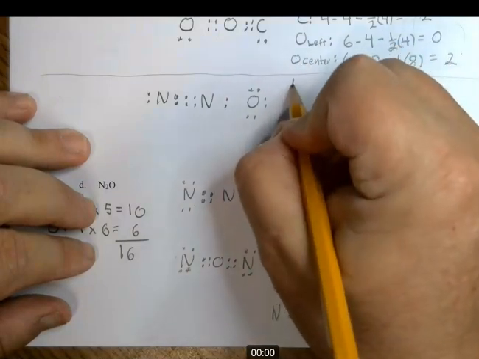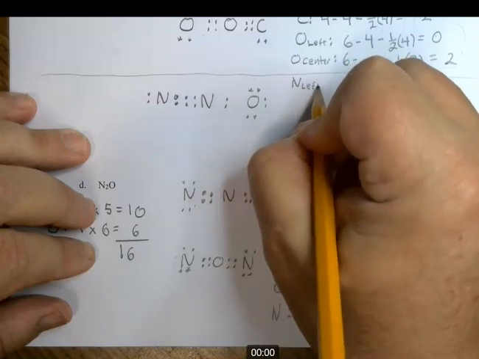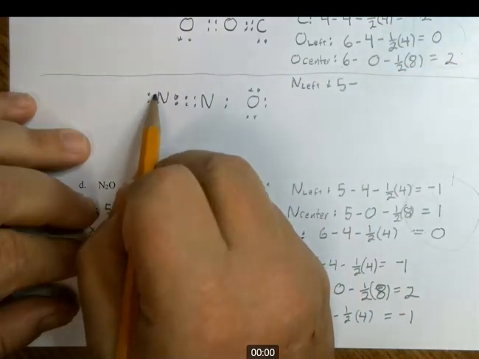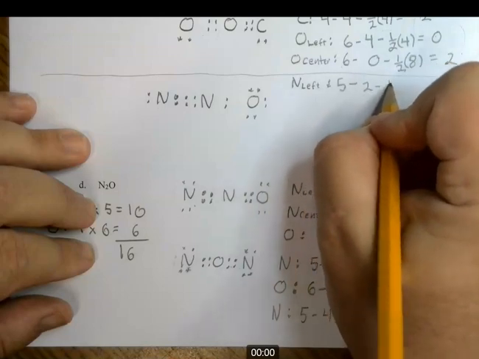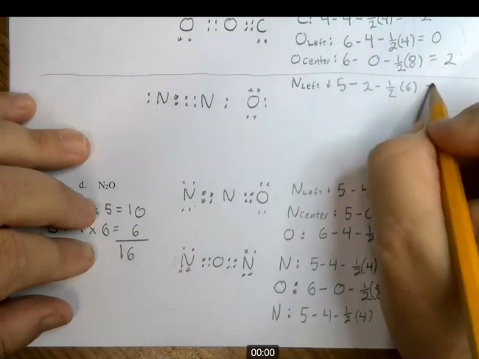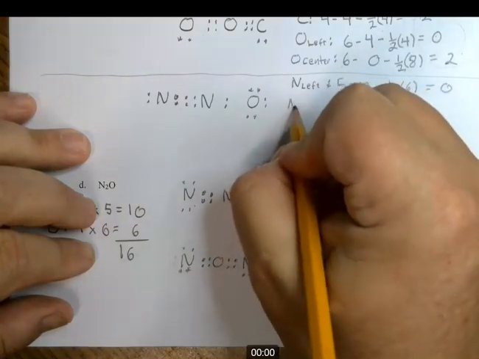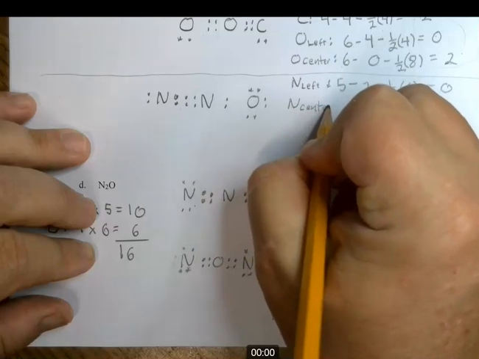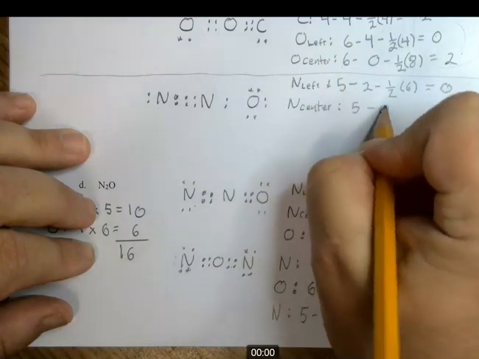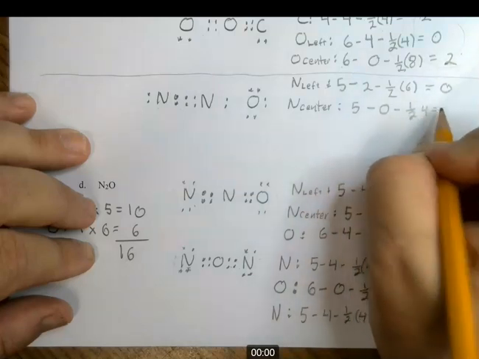So we're going to do N left. And that's going to give us 5 minus, it has 2 non-bonding electrons, minus 1/2 of the bonding electrons, 1/2 of 6. So 5 minus 2 is 3, and 1/2 of 6 is 3, so that comes out to be 0. We have the N in the middle, in the center, and that's going to be 5. There's no non-bonding electrons, minus 1/2 of 4, and that's going to give us a 1.